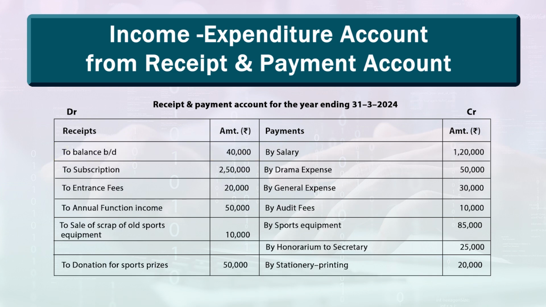On the payment side, we can see there is salary of rupees 1,20,000. Then there is drama expense of rupees 50,000. After that, there is general expense of rupees 30,000. Audit fees is of rupees 10,000. Sports equipment is of 85,000. Honorarium to secretary is 25,000 rupees. Stationery printing expenses amount to rupees 20,000.